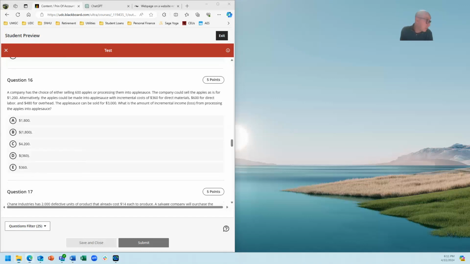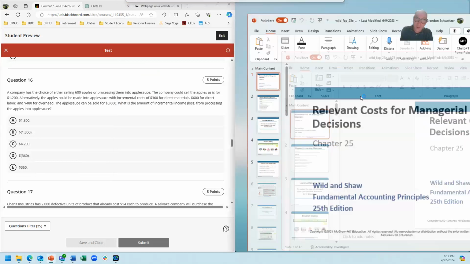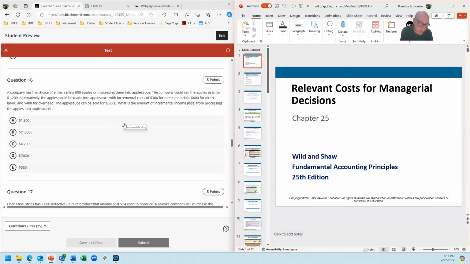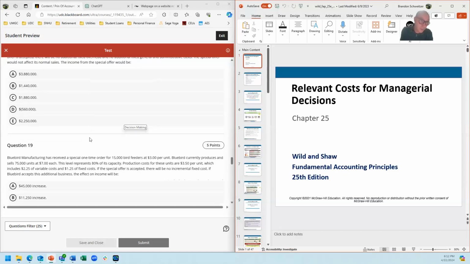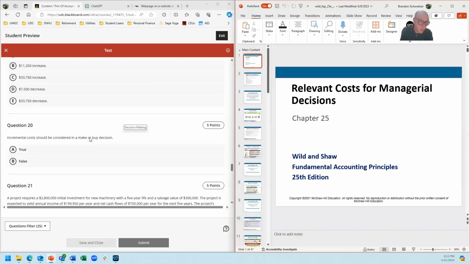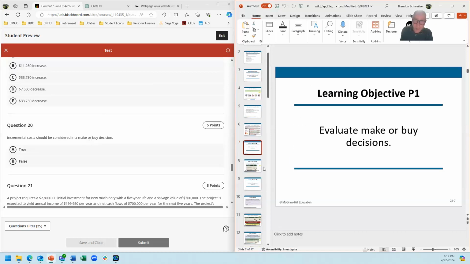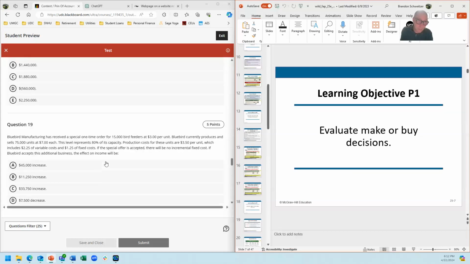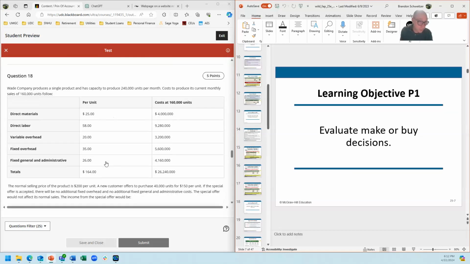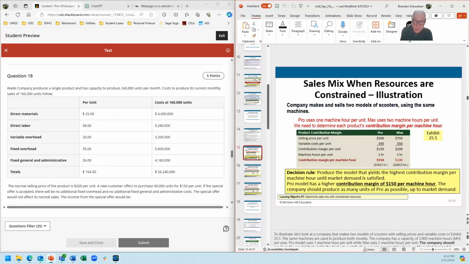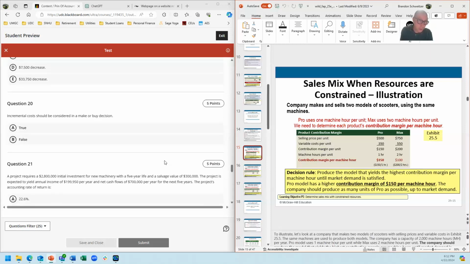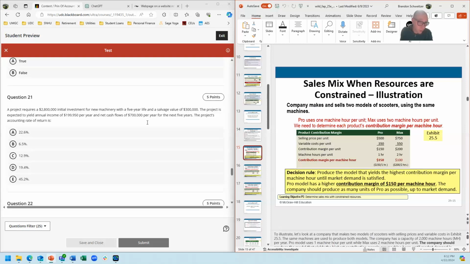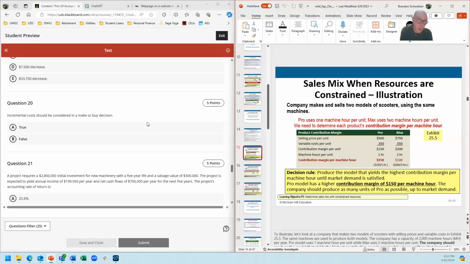Which means 25 is going to cover questions 16, 17, 18, 19, and 20. Talking about incremental, make or buy. We're going through those decision-making processes in those questions. So I would strongly encourage you to look at the PowerPoint presentation and the examples, especially for chapter 25.